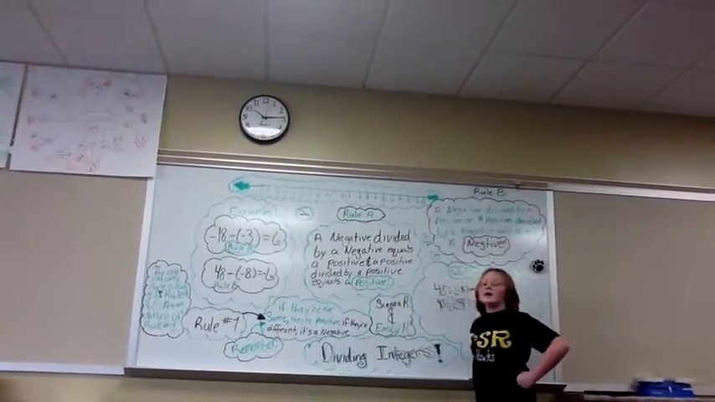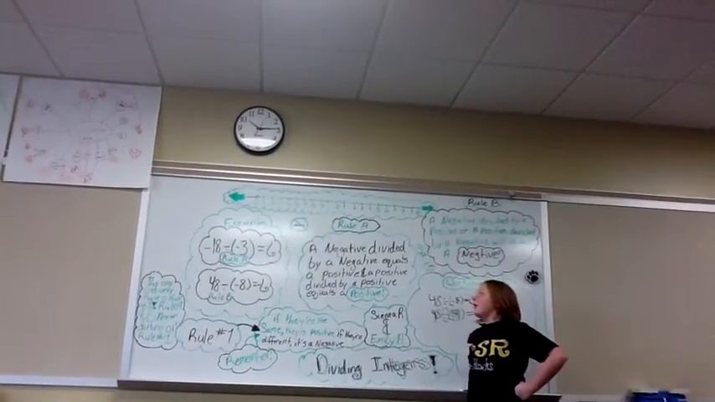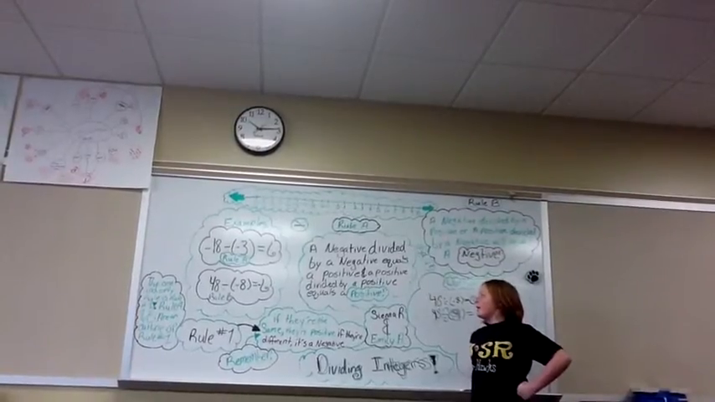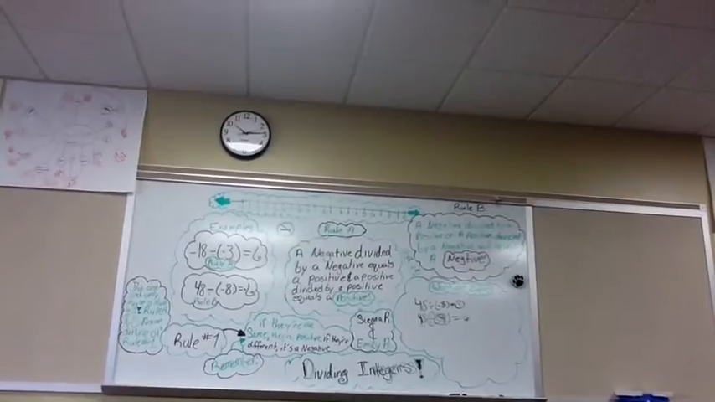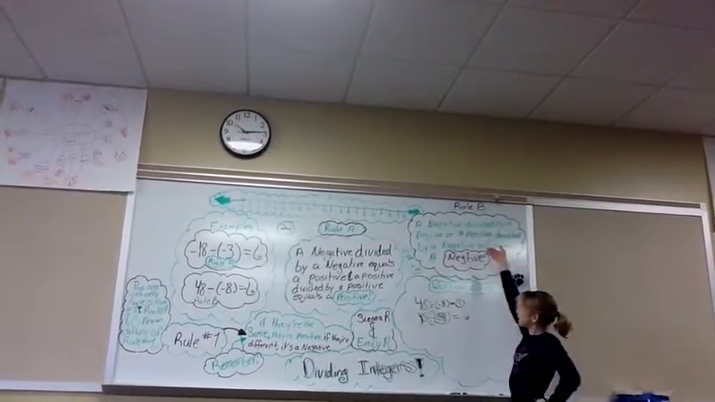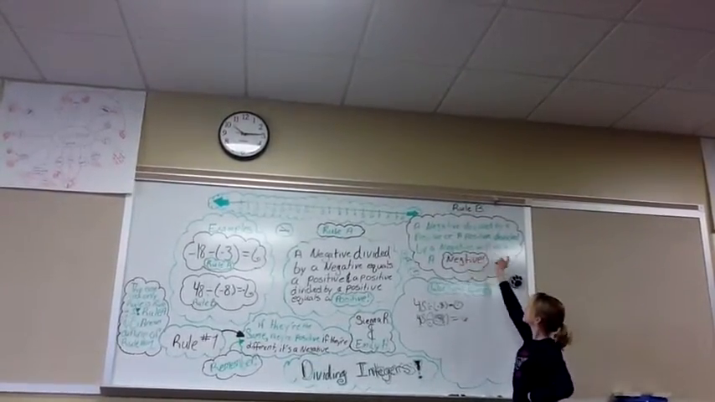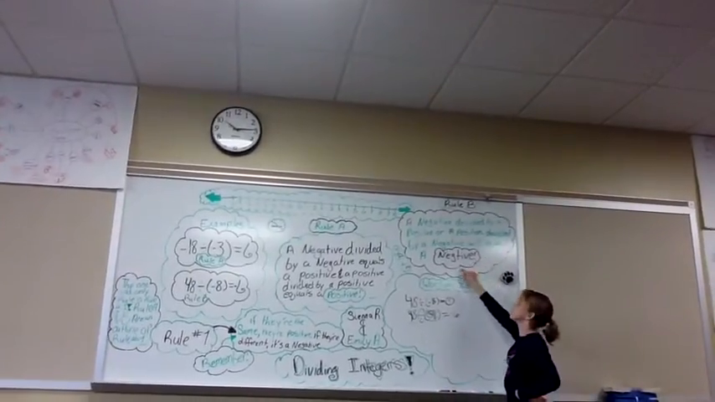Rule A: a negative divided by a negative equals a positive, and a positive divided by a positive equals a positive. Rule B: a negative divided by a positive or a positive divided by a negative will equal a negative.